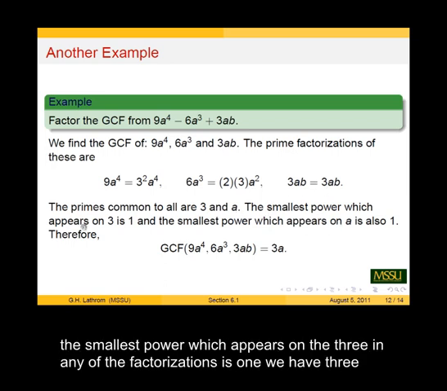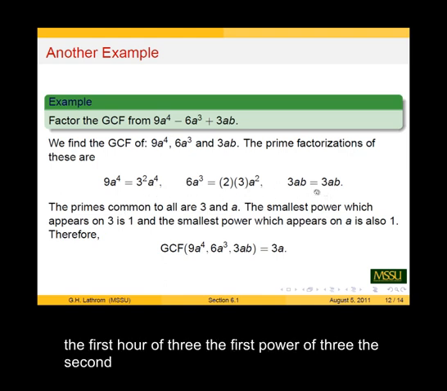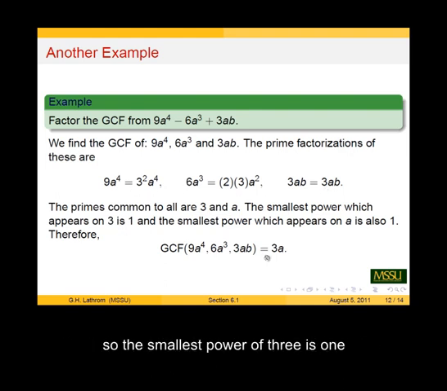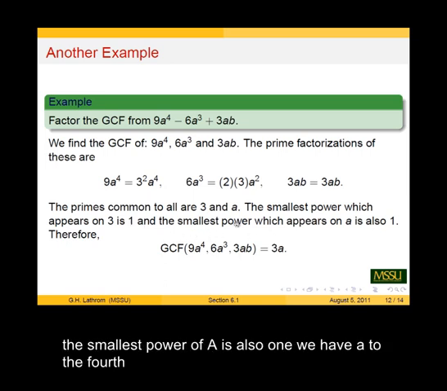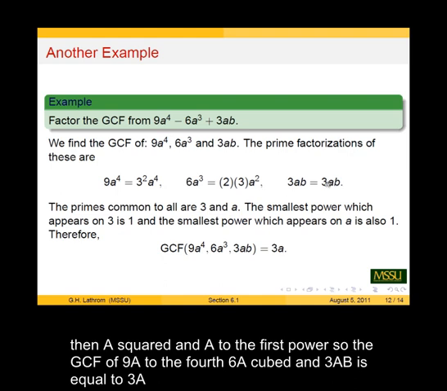The smallest power which appears on the 3 in any of the factorizations is 1. We've got a 3 to the second, a 3 to the first power, and a 3 to the first power. So the smallest power of 3 is 1. The smallest power of a is also 1. We've got a to the fourth, a cubed, and a to the first power. So the GCF of 9a to the fourth, 6a cubed, and 3ab is equal to 3a.